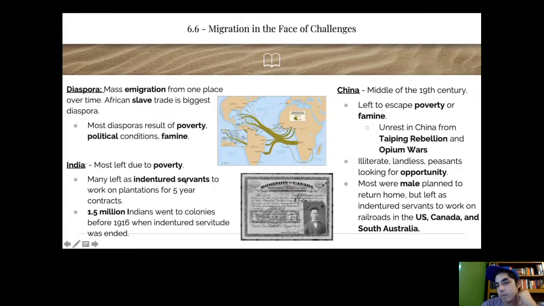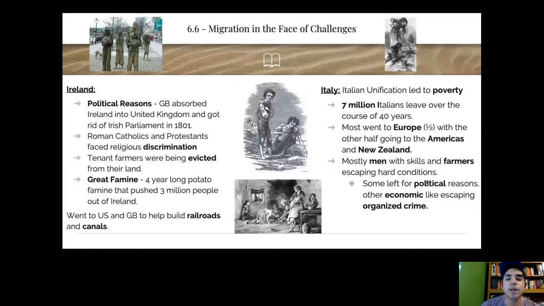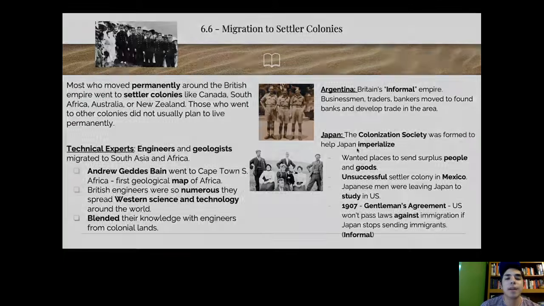In India, you might leave due to poverty. In China, you might leave due to political instability. So just trying to remember those key themes would be the key to doing well on this one. In Ireland, because of the Great Potato Famine. In Italy, poverty again.